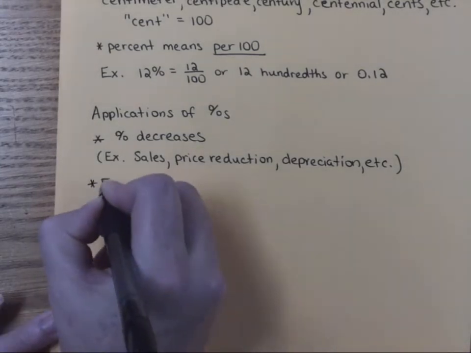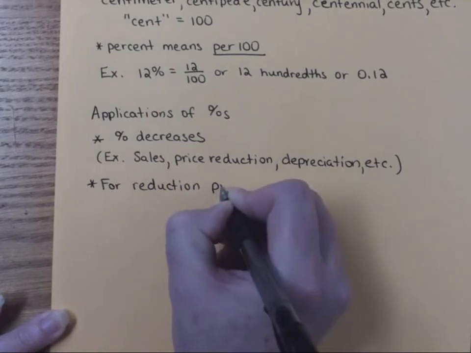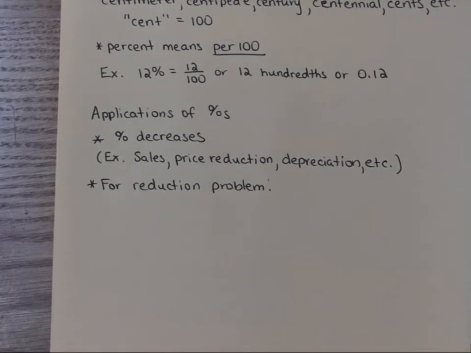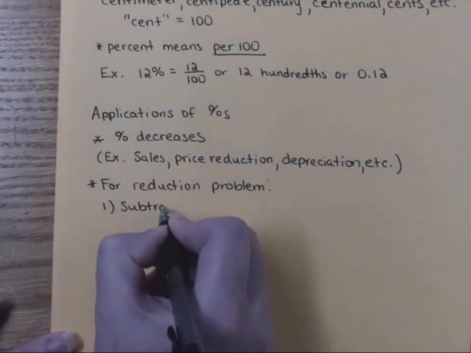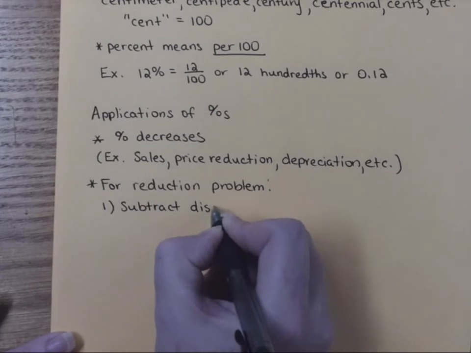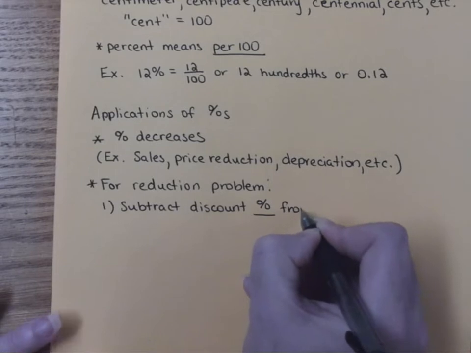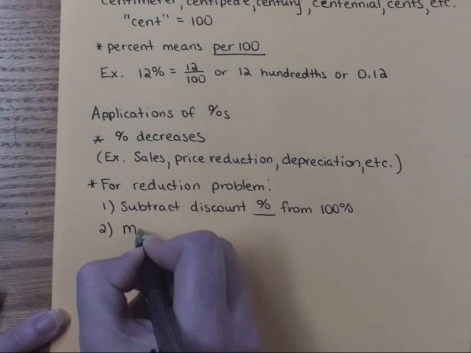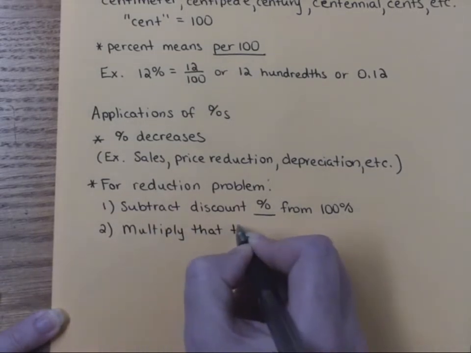All right, so for any kind of reduction problem, I'm going to show you kind of a shortcut that I want you to try. Okay, rather than doing it the way that some people do it, which is they find how much the sale is off the price and then they subtract it, we can actually do it in one step instead. So this is how you do that. You just subtract the discount percent from 100%. In other words, you focus on what you're paying, not what you're saving. And then you just simply multiply that times the original amount.